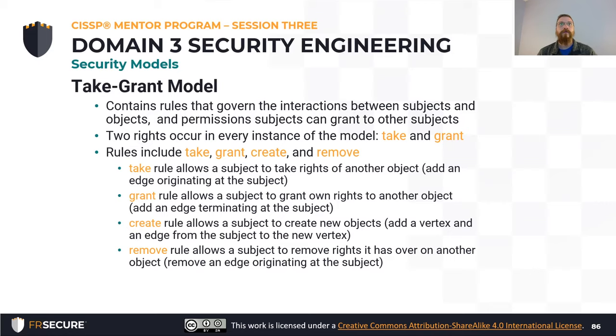The take rule says I'm going to take the rights from another object. Granting means I'm going to grant rights to another object. That's pretty straightforward, right? I'm either taking rights away, or I'm granting rights to the object. The create rule allows the subject to create new objects, and remove allows you to remove rights it has over another object. So again, just understand those four bullet points. Take-Grant: in every instance of the model, one of those things is going to happen. You just need to know what those four rules are.